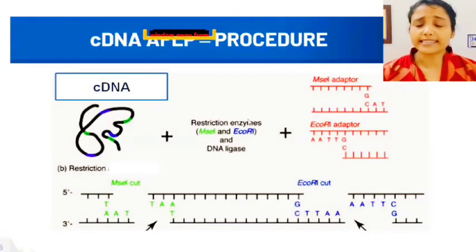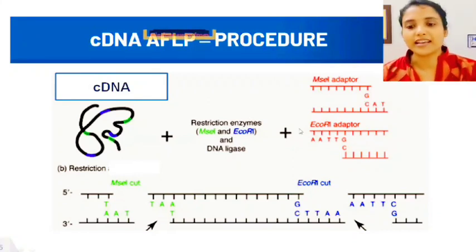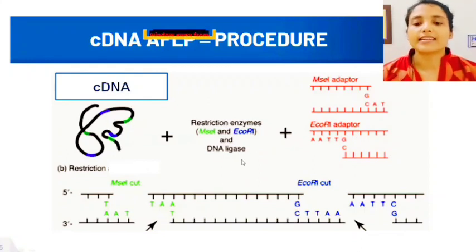So this is the first step over here. You're going to do the restriction digestion, right? So first of all, you can see this is your cDNA. You're going to add restriction enzymes, MseI and EcoRI, and also DNA ligase. And now why is that going to come? Because the second step is actually addition of adapter. I'll come to that, but just look at this particular step right now. cDNA plus the restriction enzymes.